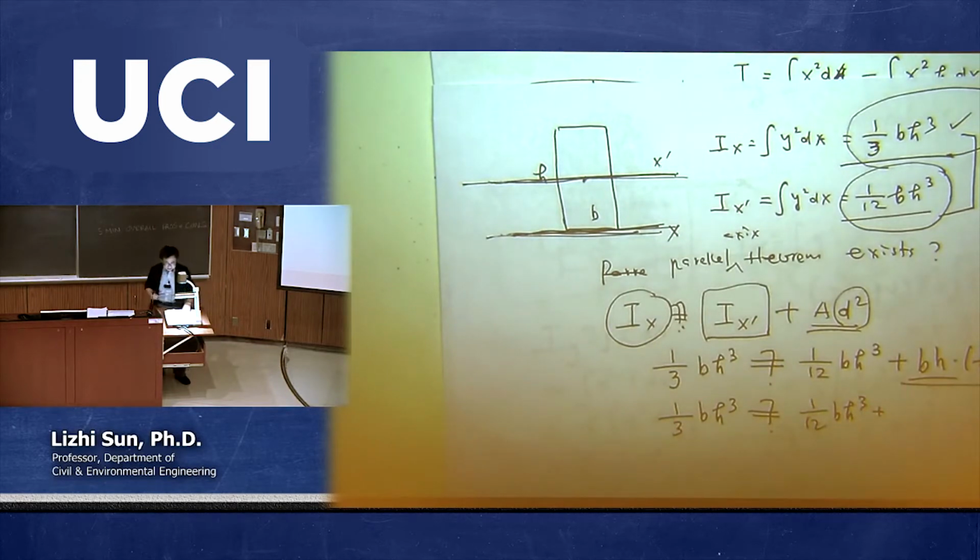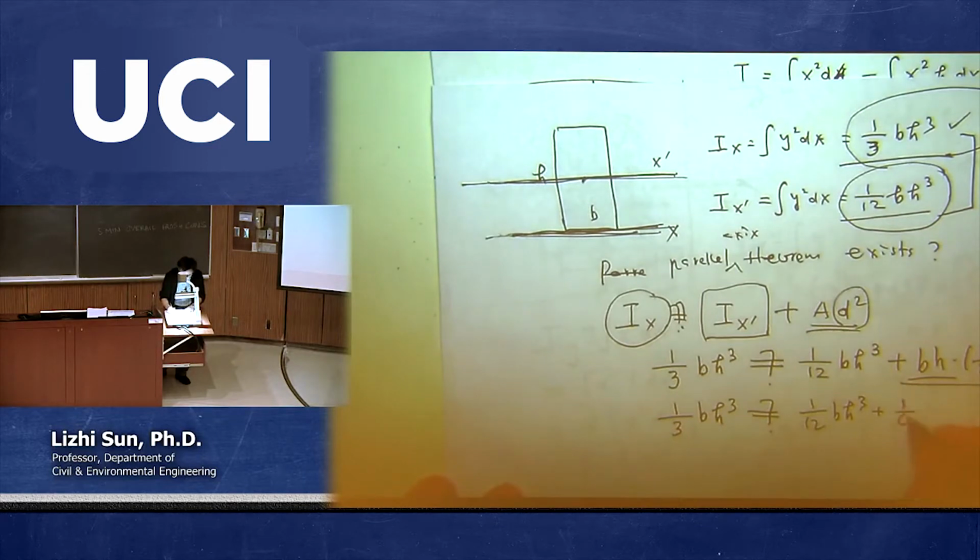Let's reevaluate the second term. So 1/2 squared is 1/4. B is still here. H, you have a square and multiply another H. That's H cubed. Okay? So now 1/12 plus 1/4. What's this? That's 1/3. Okay, because 1/4 is 3/12, right? So 1 plus 3 is 4. 4/12 is 1/3. So finally, we can see the parallel axis theorem works.